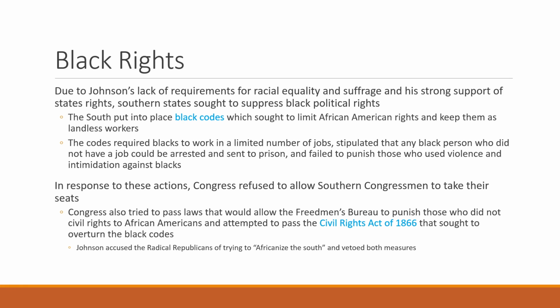In response to these actions, Congress refused to allow Southern congressmen to take their seats. Congress also tried to pass laws that would allow the Freedmen's Bureau to punish those who did not protect the civil rights of African Americans, and attempted to pass the Civil Rights Act of 1866 that sought to overturn the Black Codes. Johnson accused the radical Republicans of trying to Africanize the South and vetoed both measures.